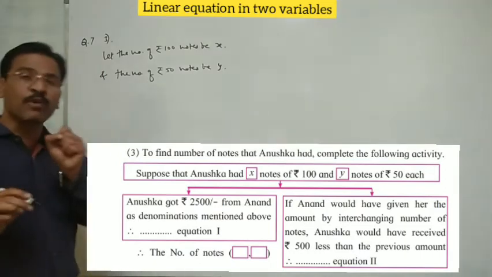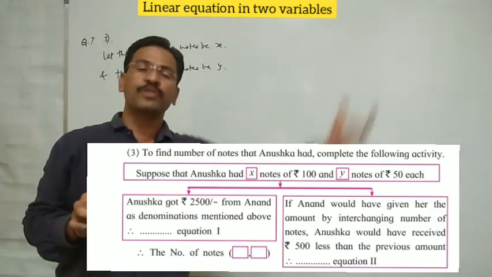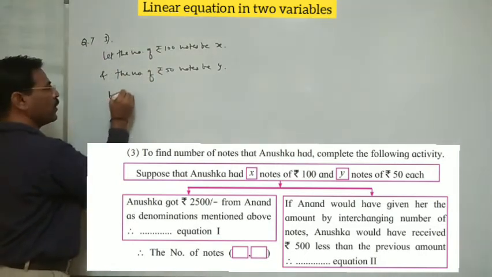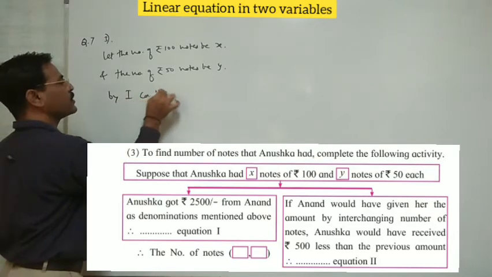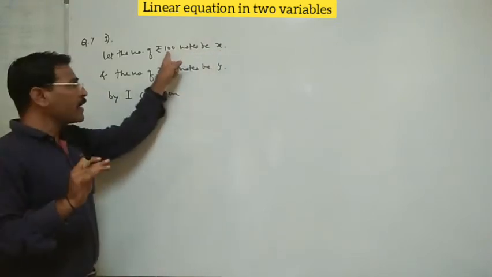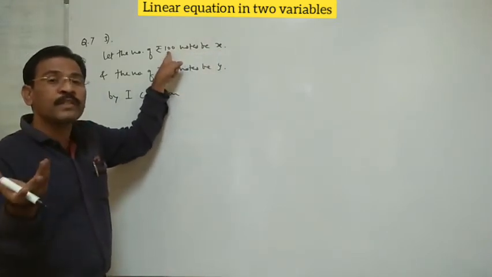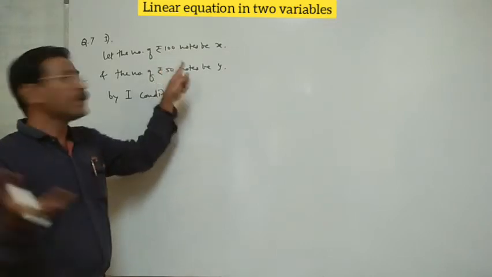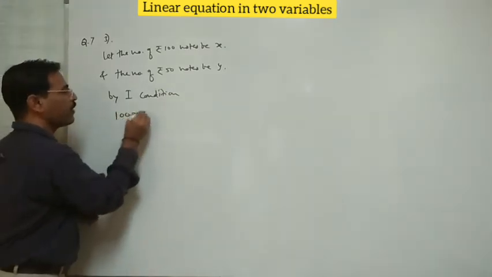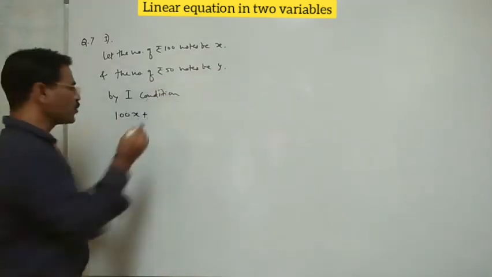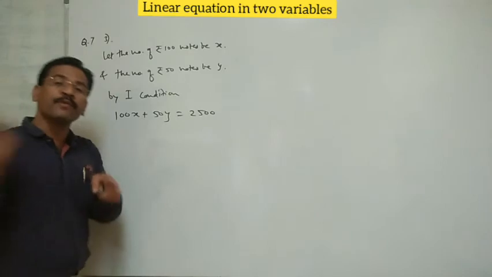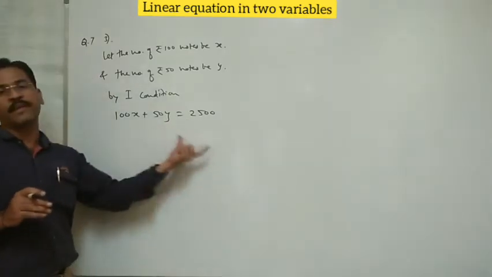In the first condition, how many rupees did Anand give to Anushka? 2500. So by the first condition, 100 rupee notes, x of them. Look here, 100 rupees, suppose 2 notes, how much amount? 200 rupees. 3 notes, 300. So x notes means 100x amount. Understand? Plus 50 rupee notes, y, so 50y. So in all, Anand gave Anushka 2500. This is the particular equation.